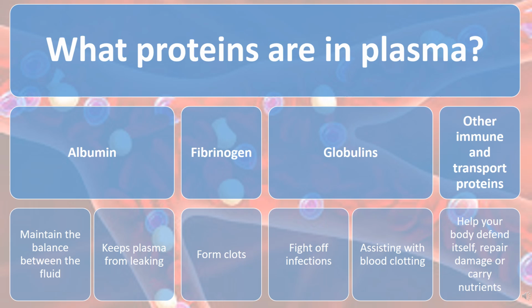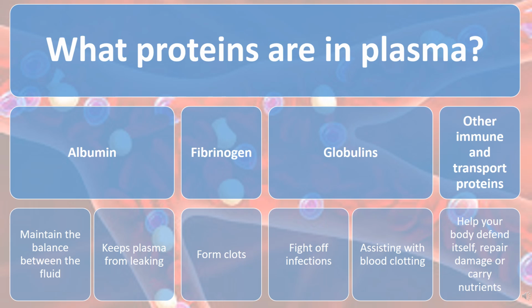What proteins are in plasma? Plasma contains several proteins, including albumin. This protein helps maintain the balance between the fluid inside your cells and the plasma outside it. That keeps plasma from leaking through to other tissues.